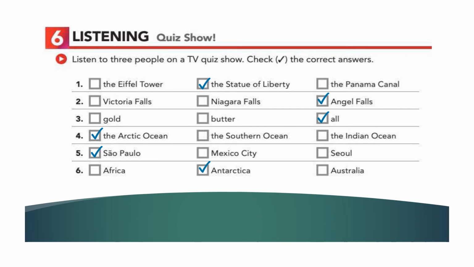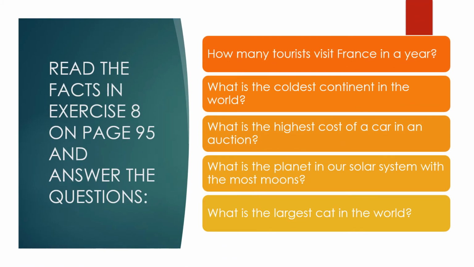Here are the answers. Look and compare to your answers in your book. Now, read the facts in exercise 8 on page 95 and answer the following questions. How many tourists visit France in a year? What is the coldest continent in the world? What is the highest cost of a car in an auction? What is the planet in our solar system with the most moons? And what is the largest cat in the world? Find the answers on page 95.